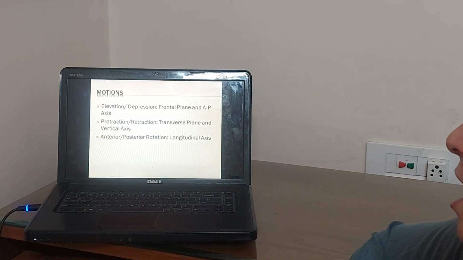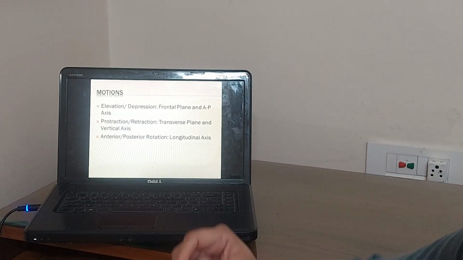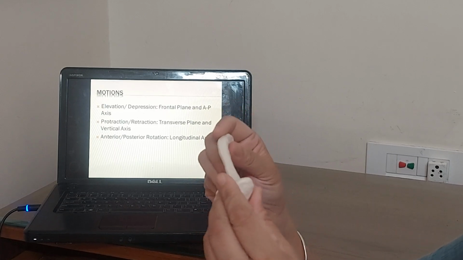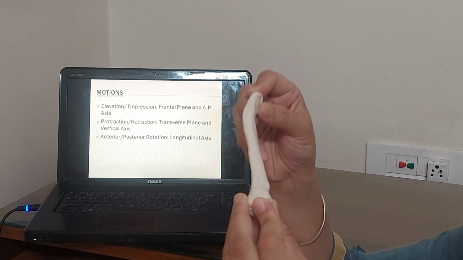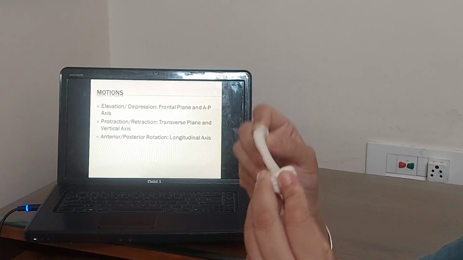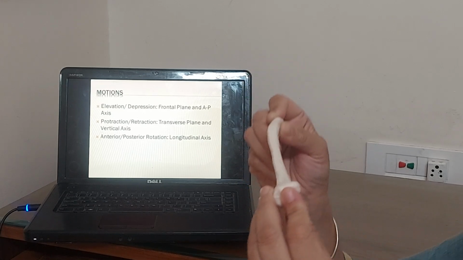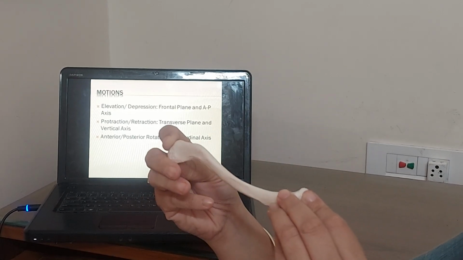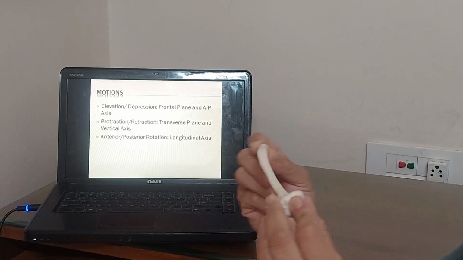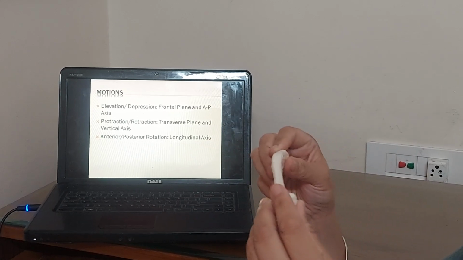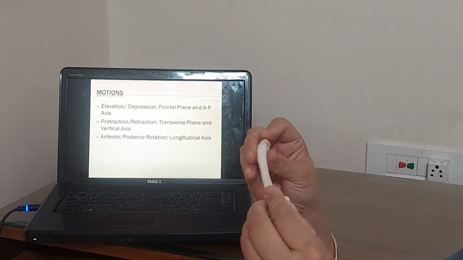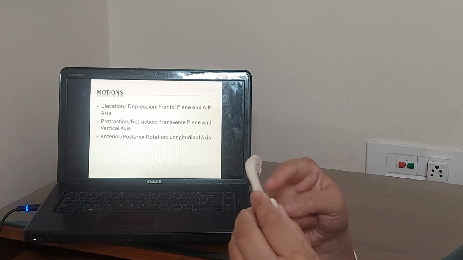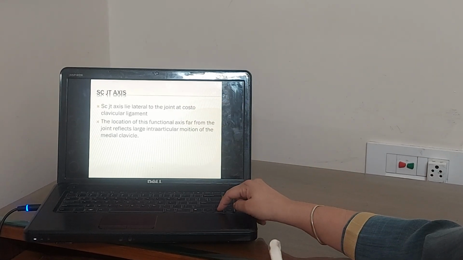So we know that there are elevation and depression. That means if this is a bone, there is an elevation and depression, which takes place in the frontal plane and the AP axis. Then there is protraction and retraction, which takes place in the transverse plane and vertical axis, and there is an anterior and posterior rotation, which takes place in the longitudinal axis. The axis is longitudinal. Fine.